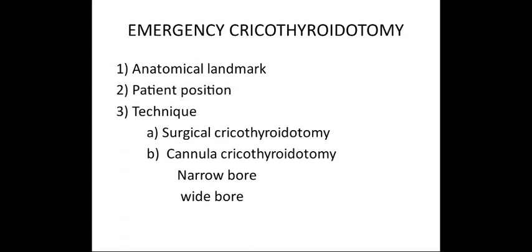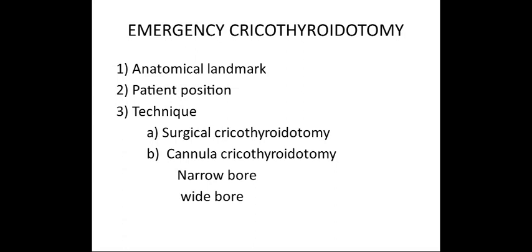Now we should see the anatomical landmarks. The boundaries of the cricothyroid membrane are as follows. It is formed by thyroid cartilage superiorly, cricoid cartilage inferiorly, thyroid muscles laterally. The cricothyroid membrane is approximately 10 mm in height. It is 22 mm in width. It is made up of dense fibroelastic tissue.